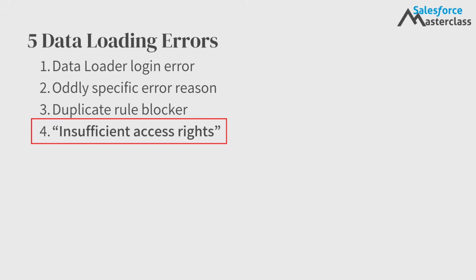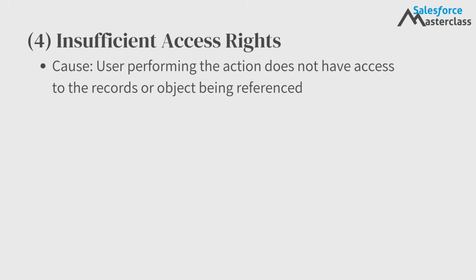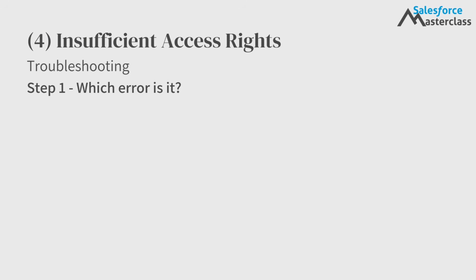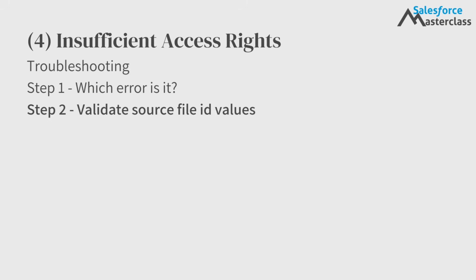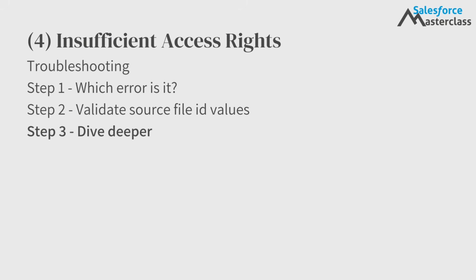Moving on to number 4, the dreaded insufficient access rights error. When you give Salesforce IDs it can't find, or you're trying to create or edit records that would violate sharing rules or object permissions, you'll receive the insufficient access rights error. There are 3 steps to troubleshooting. First, identify which specific error you got, then use that information to validate the ID values in the prepped file. And then third, if your prep work seems solid, then there's got to be something else going on, perhaps with record sharing. So then you'll have to dive a bit deeper.